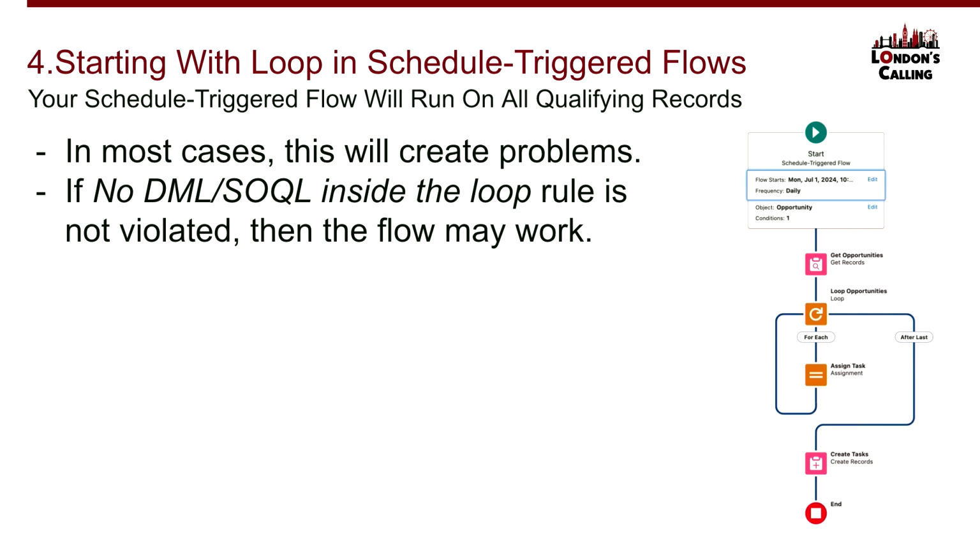But usually people who don't understand the whole logic about schedule triggered flows, they think they need to go run an automated action in there or schedule it for the night and then go get all the opportunities and then run a loop on those opportunities. That's not how that works. If you have 100 opportunities in your org and you do this, then you're running 100 times 100 actions. So that's not going to end well, right?